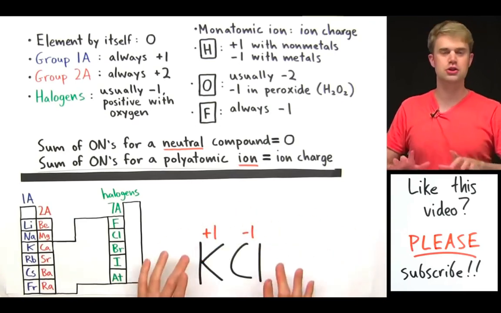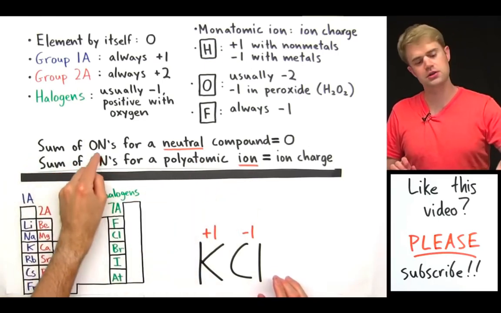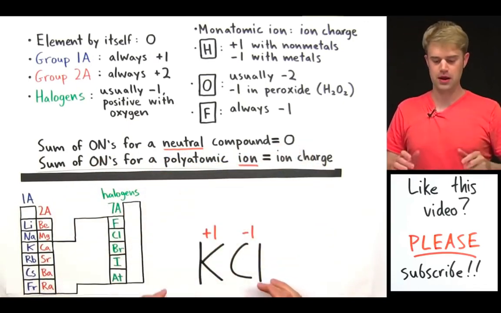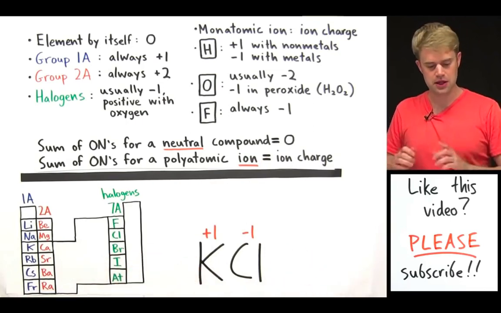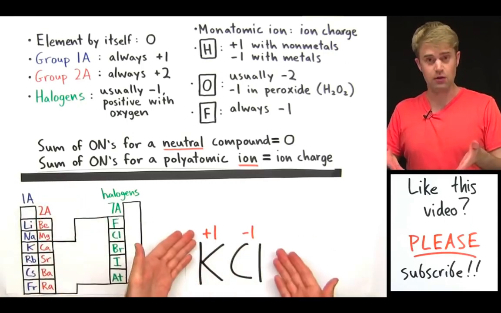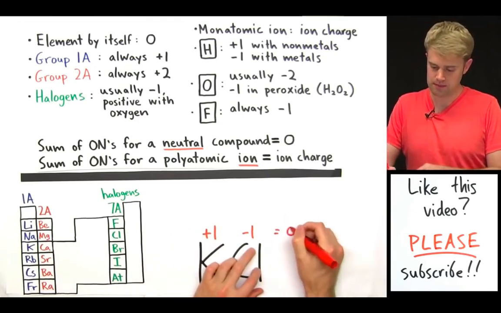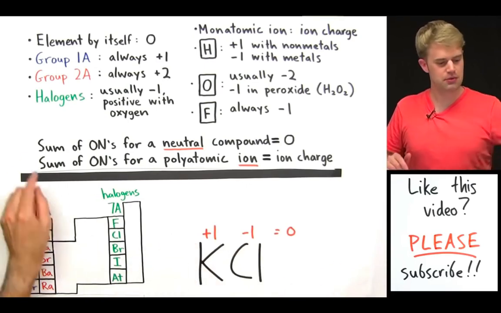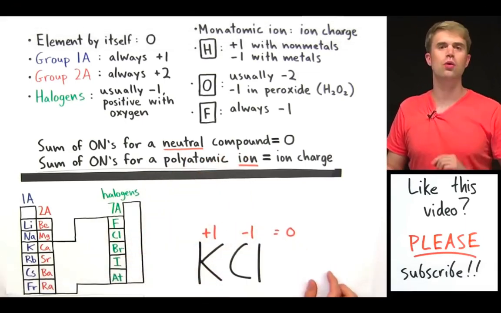Now, I want to use this to show you a third rule. That's this rule right here. The sum of oxidation numbers for a neutral compound equals 0. KCl is a neutral compound here. It doesn't have a charge after it. So that means that the sum of these oxidation numbers is going to equal 0. And that's definitely true here. +1 -1 equals 0. We'll use this later on when we do other examples, but just keep that in mind. The sum of oxidation numbers for a neutral compound should always equal 0.